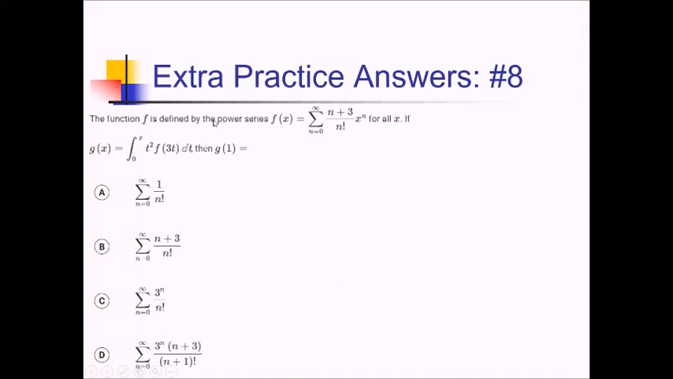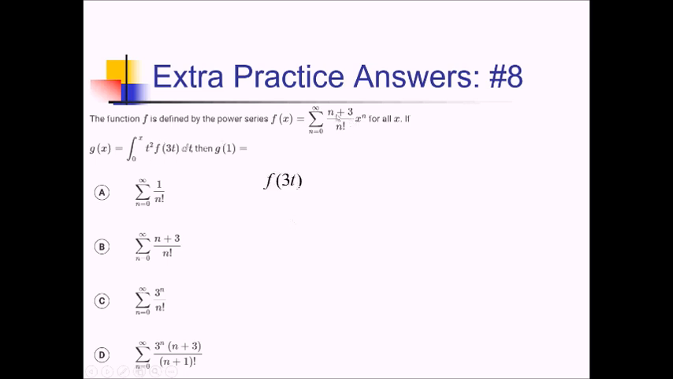For this one, f is defined by this power series right here, and g of x is defined as this really crazy power series that has an f in there somewhere. We want to find g of 1. So this is one of those problems where you have to do a series of transformations. We know what f looks like, at least as the general term, and we need to get the general term of g of 1. So to do this, let's first do f of 3t, see how that affects the general term.